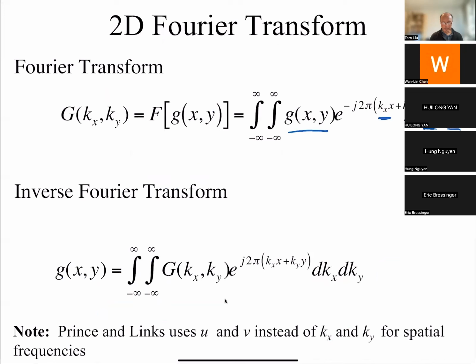For the inverse Fourier transform, we take the Fourier transform and multiply by this complex exponential, which is the same as we used before, except there's no minus sign. Notice in the textbook, for some reason, Princeton uses u and v for kx and ky. We will use kx and ky because that's the standard in the field for medical imaging, so it's good to get familiar with that notation.